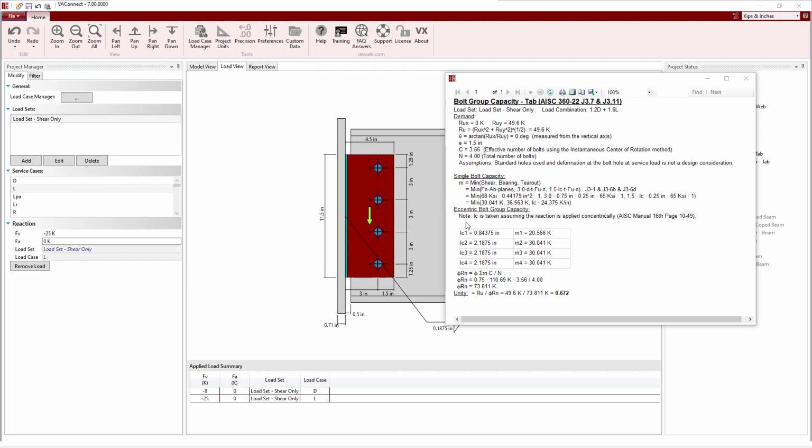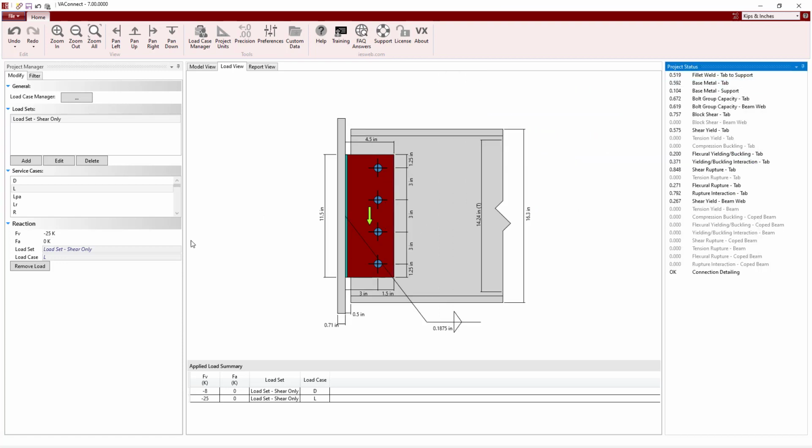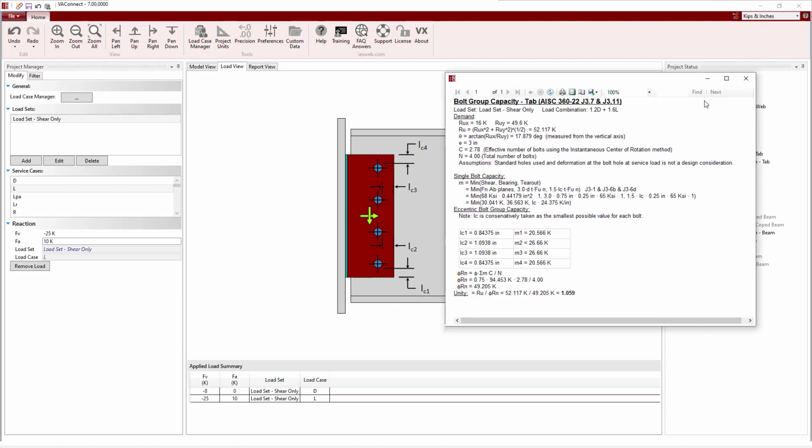Note, when the shear tab has a conventional configuration and is loaded purely in shear, the tear-out clear distance, Lc, is taken assuming the reaction is applied concentrically, as allowed in Part 10 of the AISC Steel Construction Manual. If the shear tab has axial load or does not have a conventional configuration, the tear-out clear distance, Lc, is conservatively taken as the smallest possible value for each bolt.